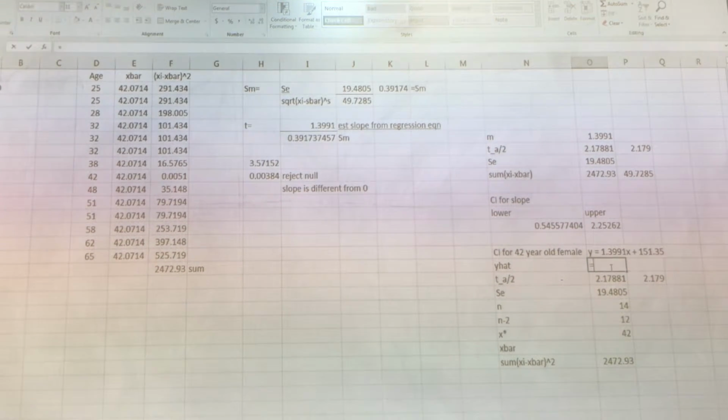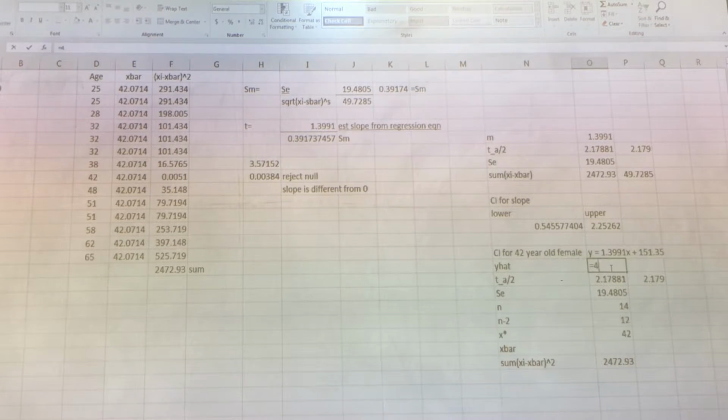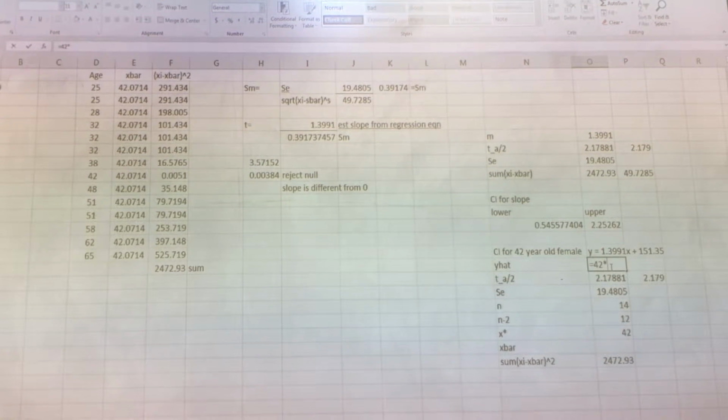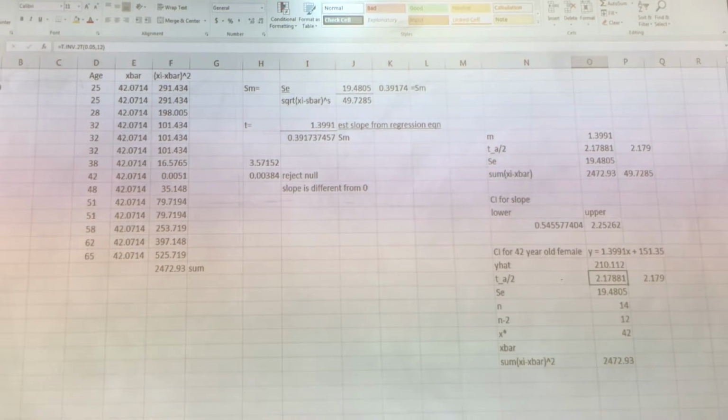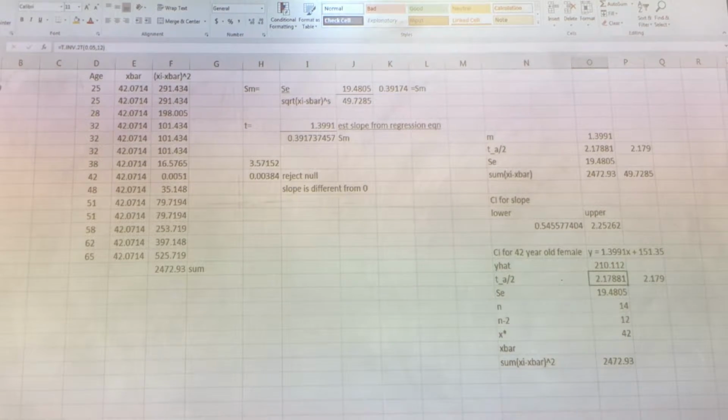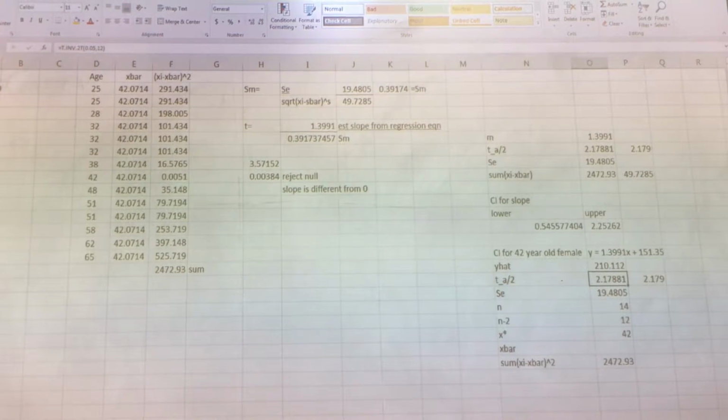So we're going to take, she's 42 years old times 1.3991 plus 1.35. So we would have predicted that her cholesterol was 210. She was only 183, right? She was pretty healthy. All right, we've got the rest of these here.